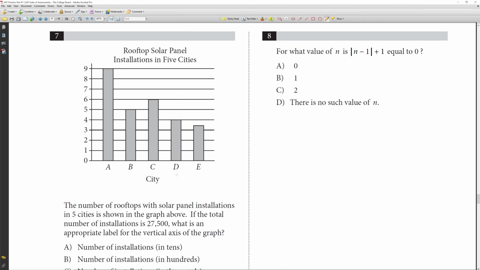Command and conquer. Number 7 looks like they give you a graph. If you notice, there seems to be missing units on the y-axis, and it seems like there are 5 cities.